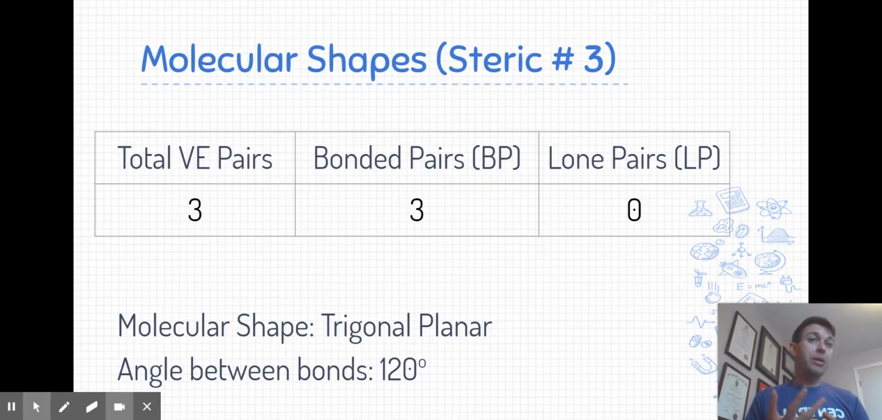When we have 3 bonded pairs and no lone pairs around the central atom, the molecular shape is referred to as trigonal planar. All 4 of the atoms in the molecule lie in one plane, and you can picture the terminal atoms forming a triangle. The angle between the bonds is 120 degrees.